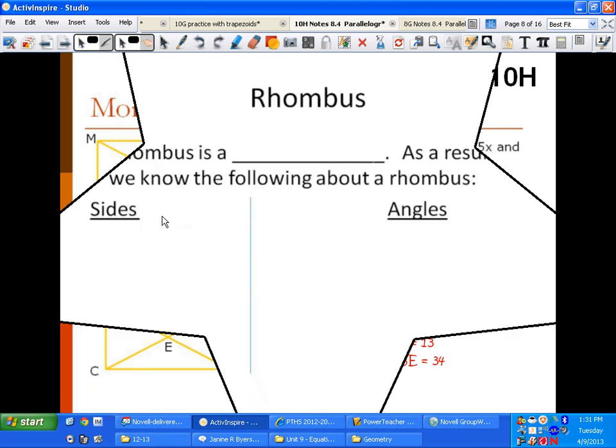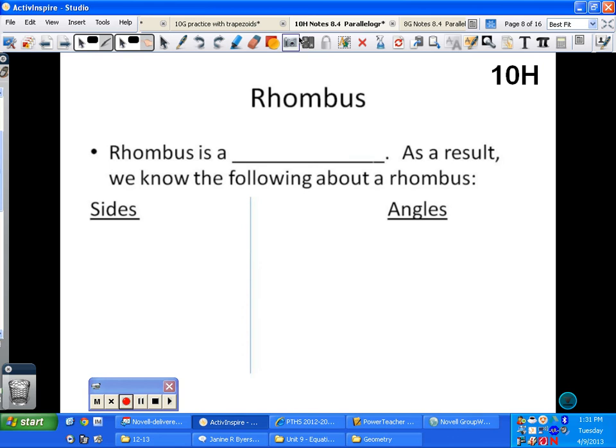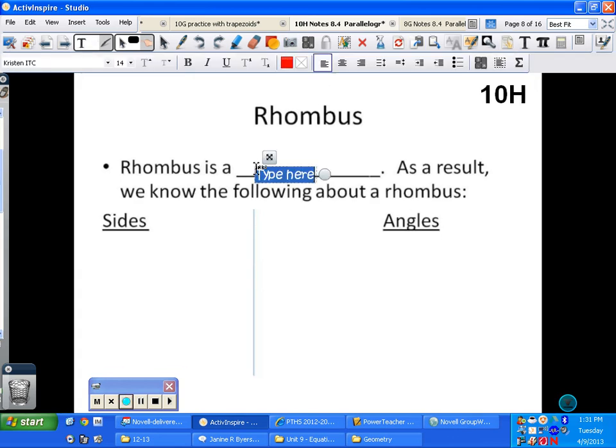Let's go ahead and take a look at the next slide. A rhombus is another kind of parallelogram that we know all sorts of things about. All of the information from your previous slides about parallelograms are true.